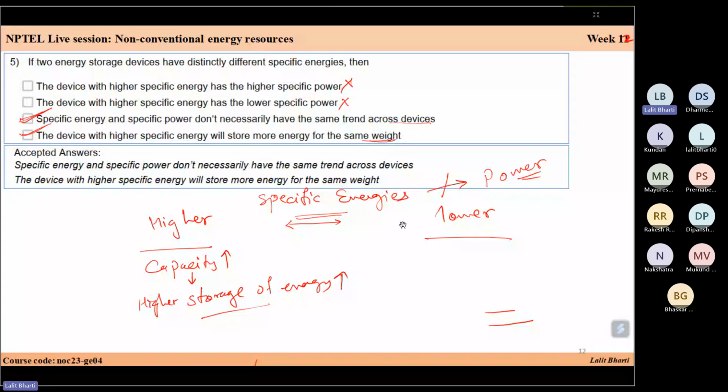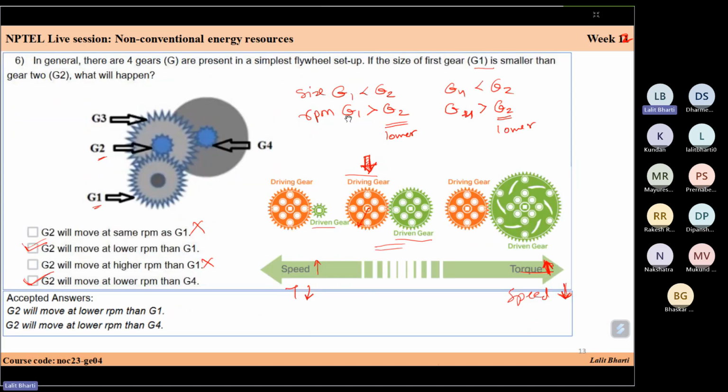So power is not related to the capacities; the specific energies depend on the... sorry, the device with the higher specific energy will store more energy, but the power and specific energy are not relevant to each other. Then we have the sixth question.